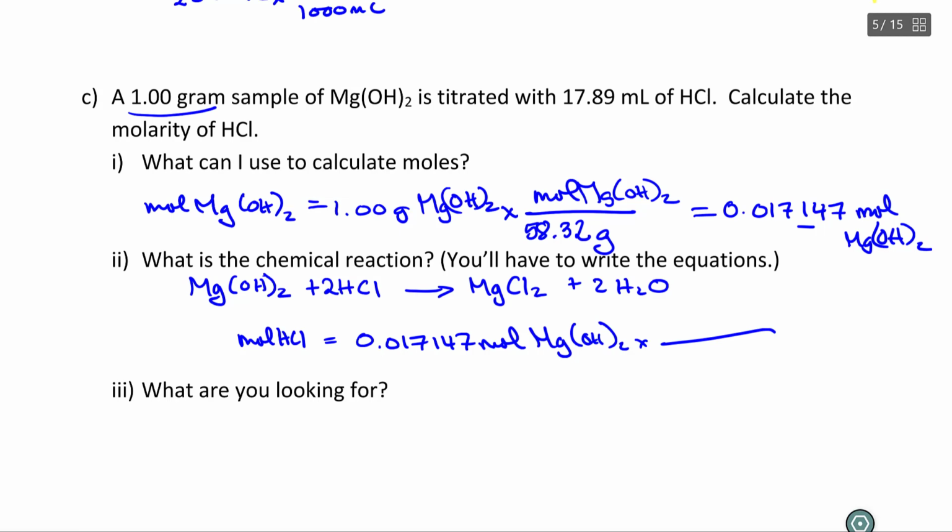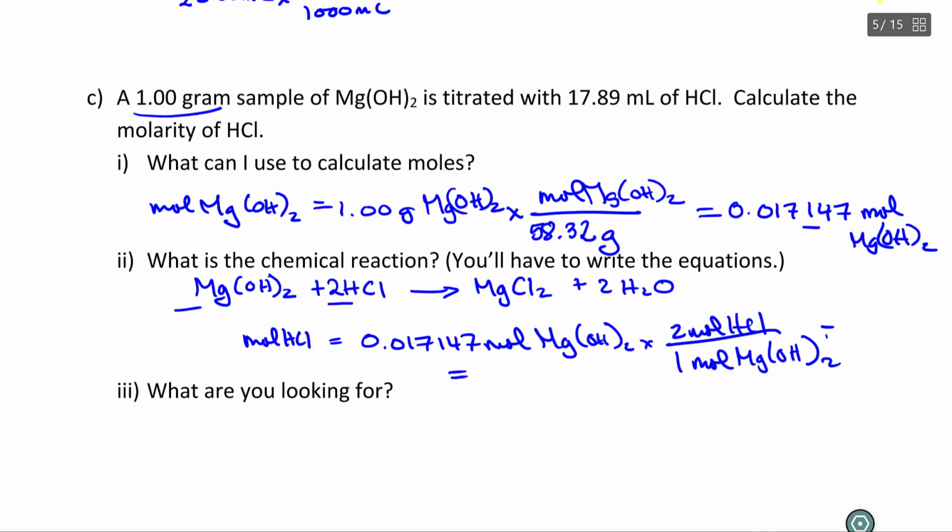MgOH2. And now the stoichiometry is 2 to 1, so it's 2 moles of HCl for every 1 mole of MgOH2. Okay, so when you do that, that gives you 0.03429 moles of HCl. Sorry.